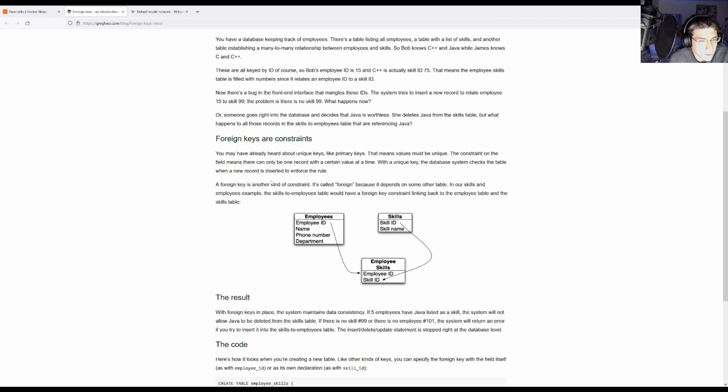A foreign key is another kind of constraint, because it depends on some other table. Got you. In our skills and employees example, the skills-to-employee table will have a foreign key constraint linking back to the employee table and the skills table. Yep. And skill table. Cool.